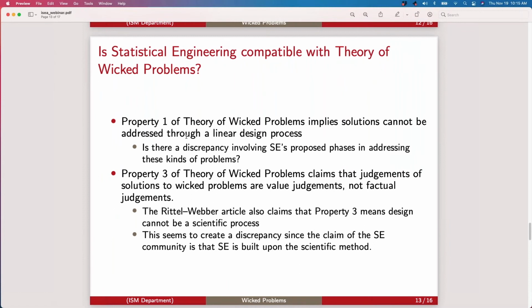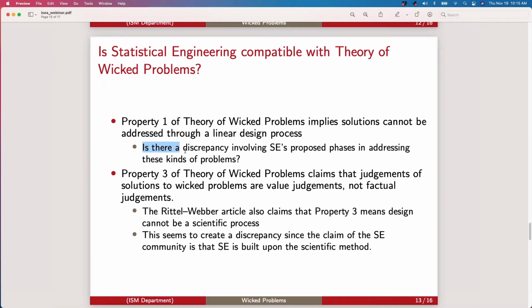If we take a look at these two properties, I laid out 10 of them, but I'm just going to look at these two. Property one: the theory of wicked problems implies solutions cannot be assessed through a linear design process or a linear problem-solving framework. That is, we do not have the information a priori to formulate the problem. The only time a linear problem-solving framework would work is if I had all of the information a priori, and we don't have that.